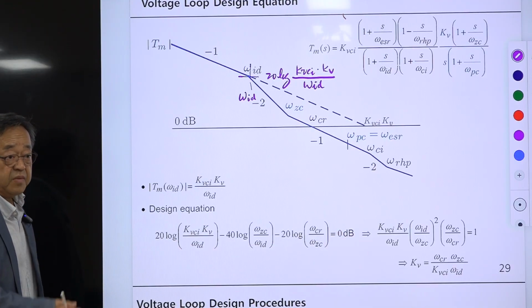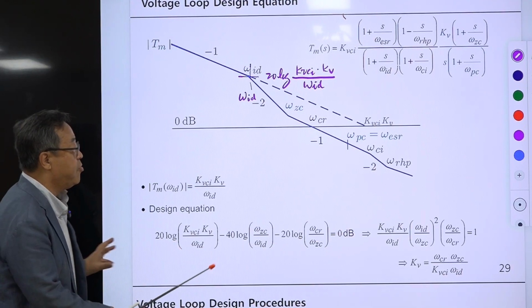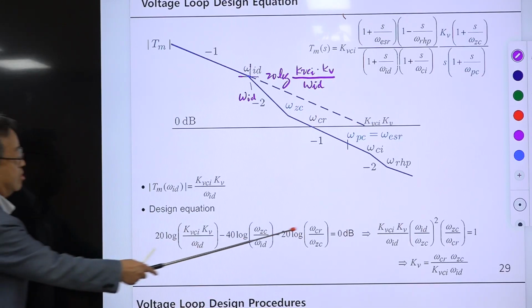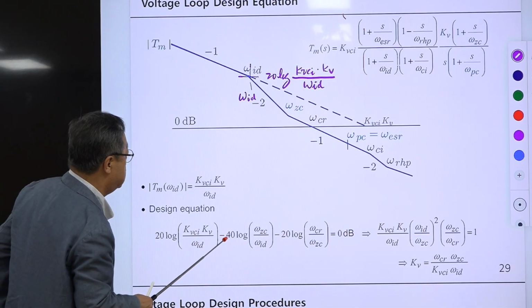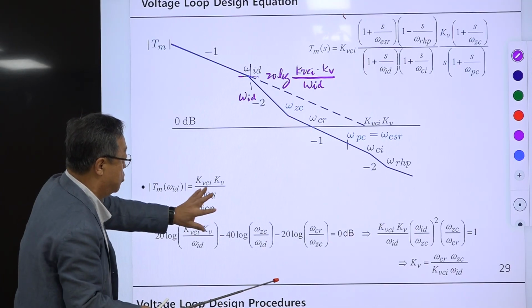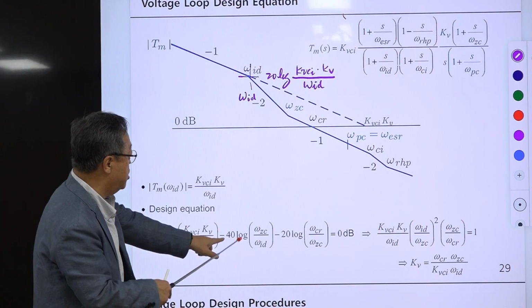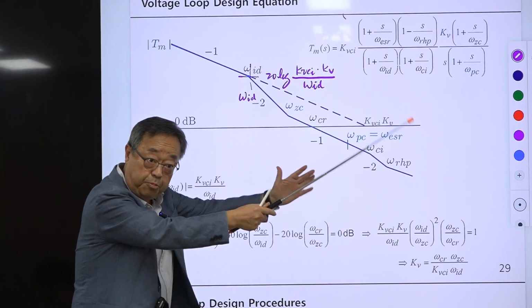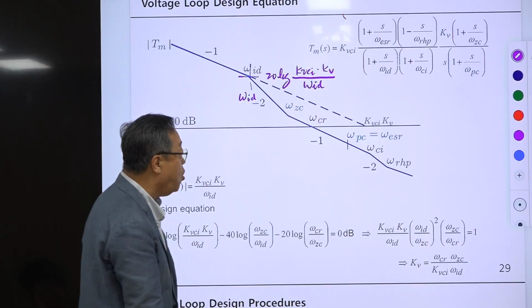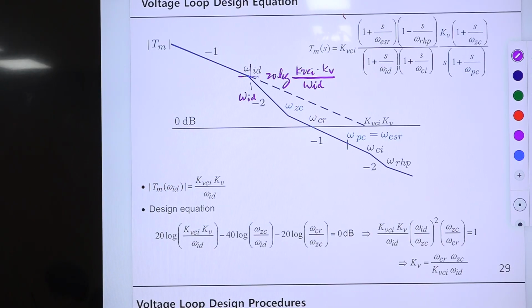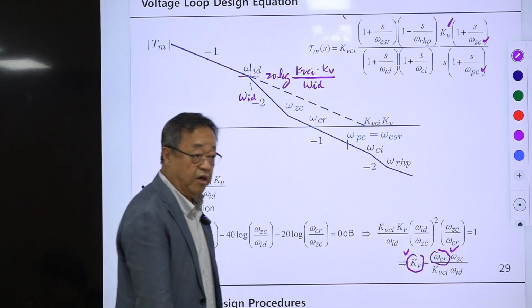So this is the equation in log scale, and you convert these to linear scale. Here you have a minus sign, then you swap the numerator and the denominator, and you scale the inside of this parenthesis, then you have this, and you solve this equation for KB. For a given omega CR, you select this, then this value will be determined. So now all 3 unknowns are determined. So the design is fixed.